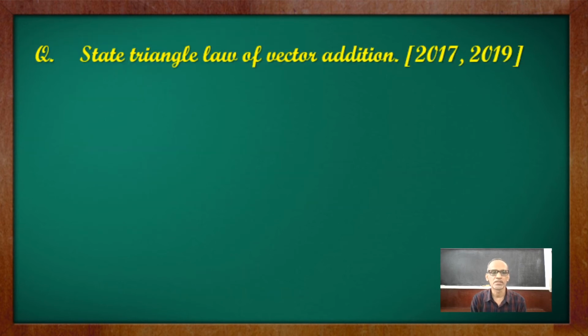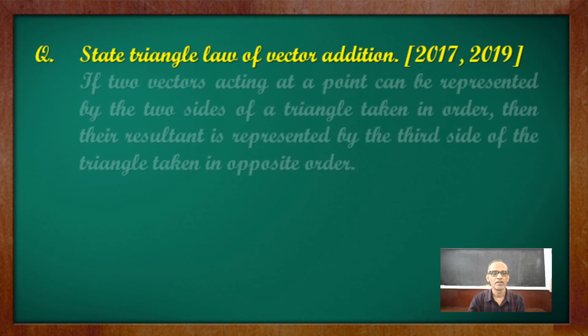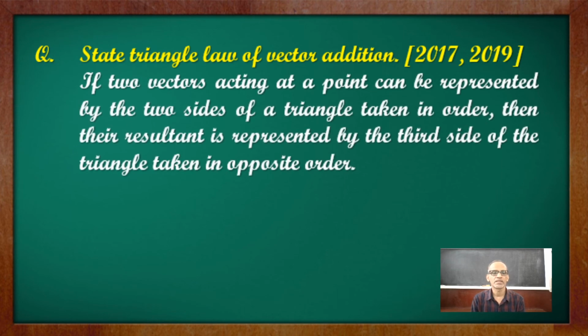To add two vectors, we have two important laws. The first law is called the triangle law of vector addition. As the title suggests, we need to construct a triangle to find the resultant. These laws are used to find or locate the resultant of two vectors. This question has appeared twice in the examination, and the statement goes like this: if two vectors acting at a point can be represented by two sides of a triangle taken in order, then the resultant is represented by the third side of the triangle taken in opposite order.